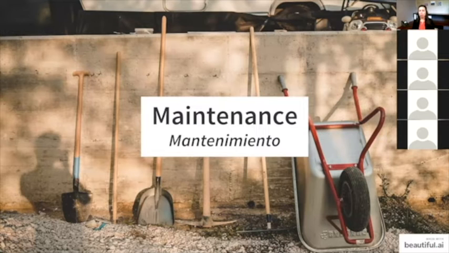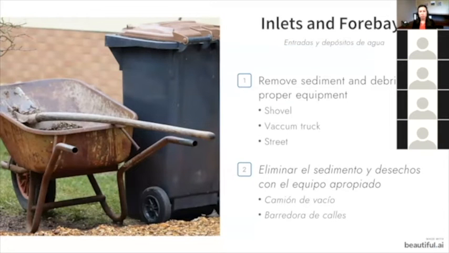Okay, maintaining your rain garden for success. I'm going to go through the different steps that you need to do to maintain it properly. For your inlets and forebays, you want to go through and remove any sediment or debris with the proper equipment. This could be a shovel. It could be a vacuum truck. It could be a street sweeper. I left off street sweeper. And so again, when you're thinking of designing these, think about how they will be maintained and how easy it will be to go in there with your proper equipment.